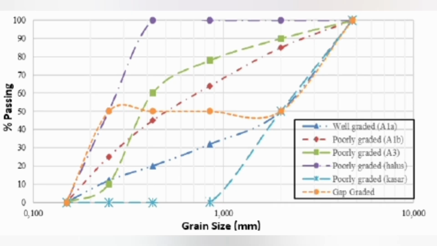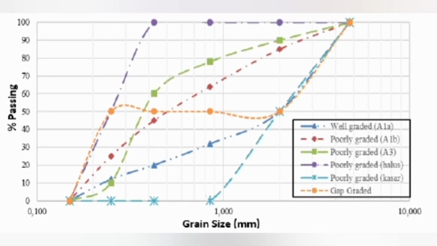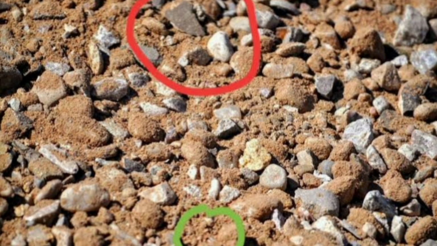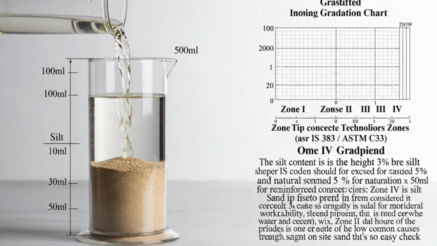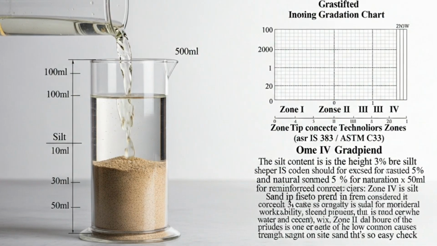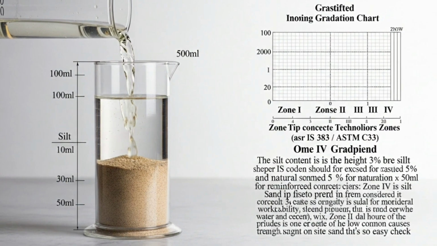A pro tip from concrete technologists: Zone 2 sand is often considered ideal for most general concrete works, providing a good balance of workability and strength. Sand that is too fine, Zone 4, will require more water and cement, while sand that is too coarse, Zone I, can produce a harsh, unworkable mix.